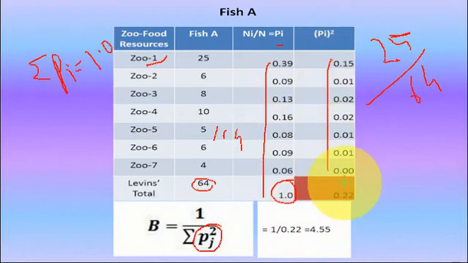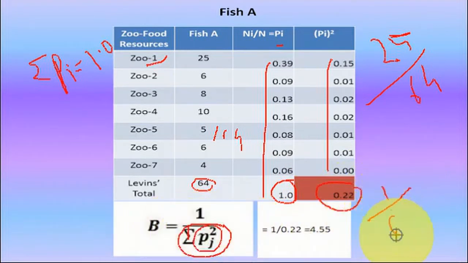And finally the summation of the pi squares; you add them all up, and that summation is 0.22. Then 1 divided by the summation, 1 divided by 0.22, it becomes 4.55. So the problem is that, like Shannon-Wiener, here there is no upper limit. 4.55, whether it is more or less, you cannot say, because you don't know what the upper limit is.